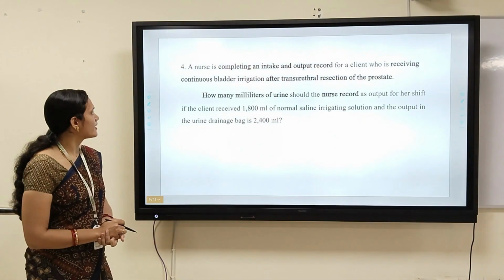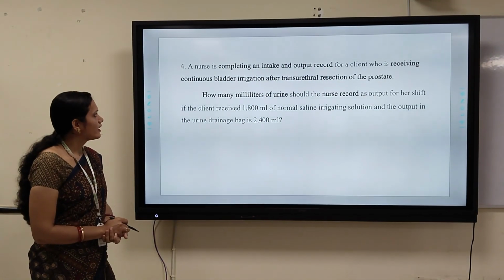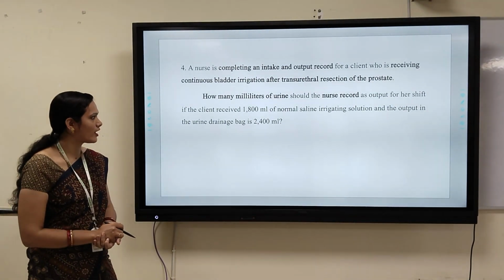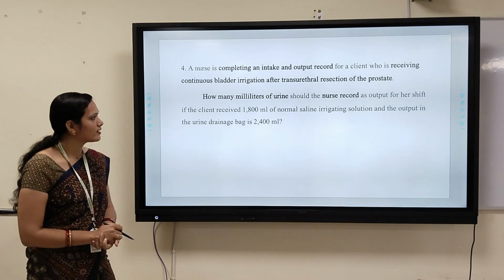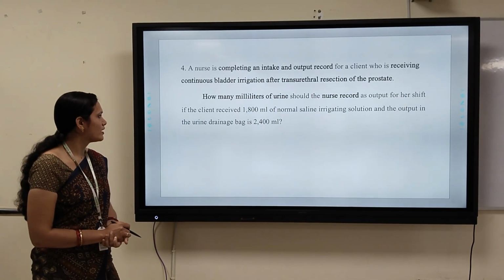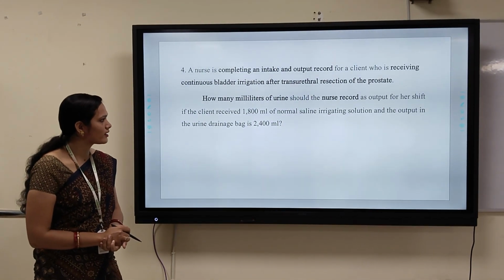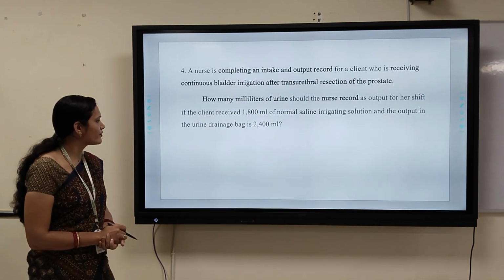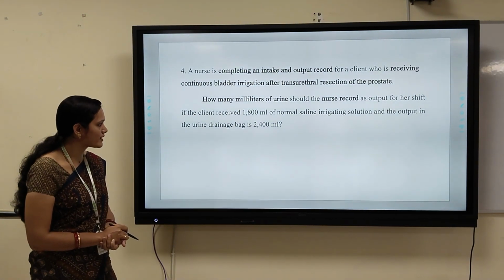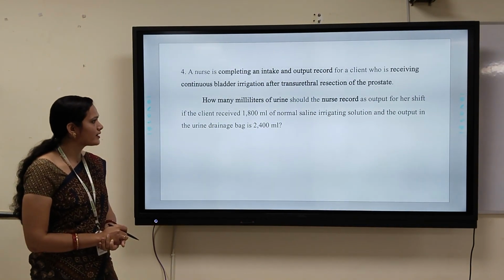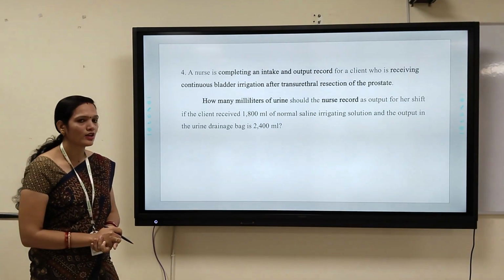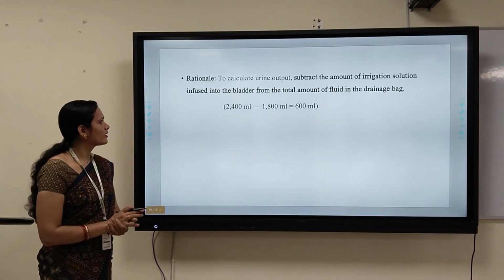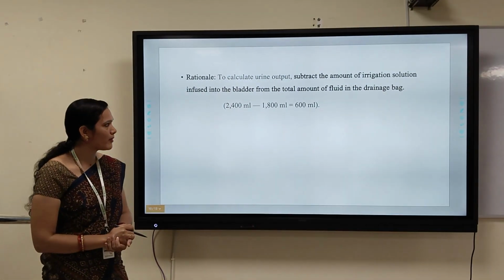Next is a nurse completing an intake and output record for a client who is receiving continuous bladder irrigation after transurethral resection of the prostate. How many milliliters of urine should the nurse record as output for her shift? If the client received 1800 ml of normal saline irrigating solution and the output in the urine drainage bag is 2400 ml.